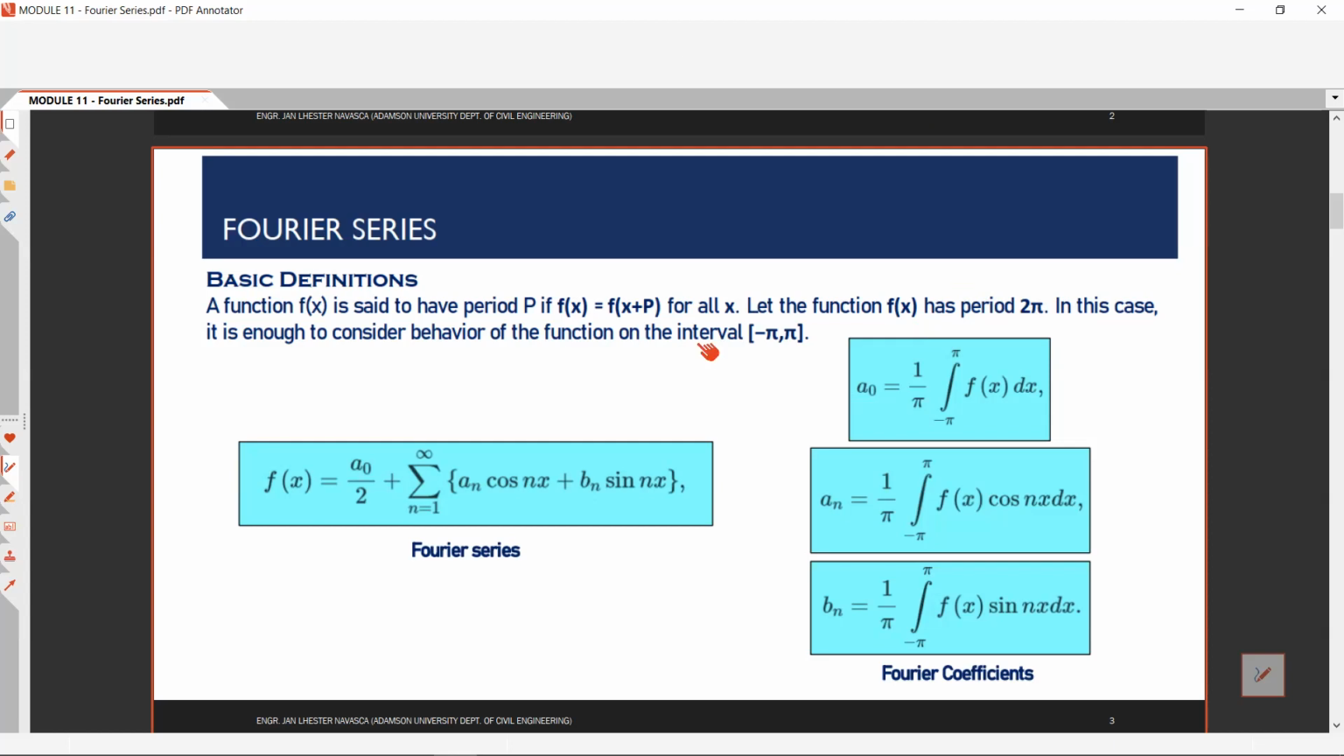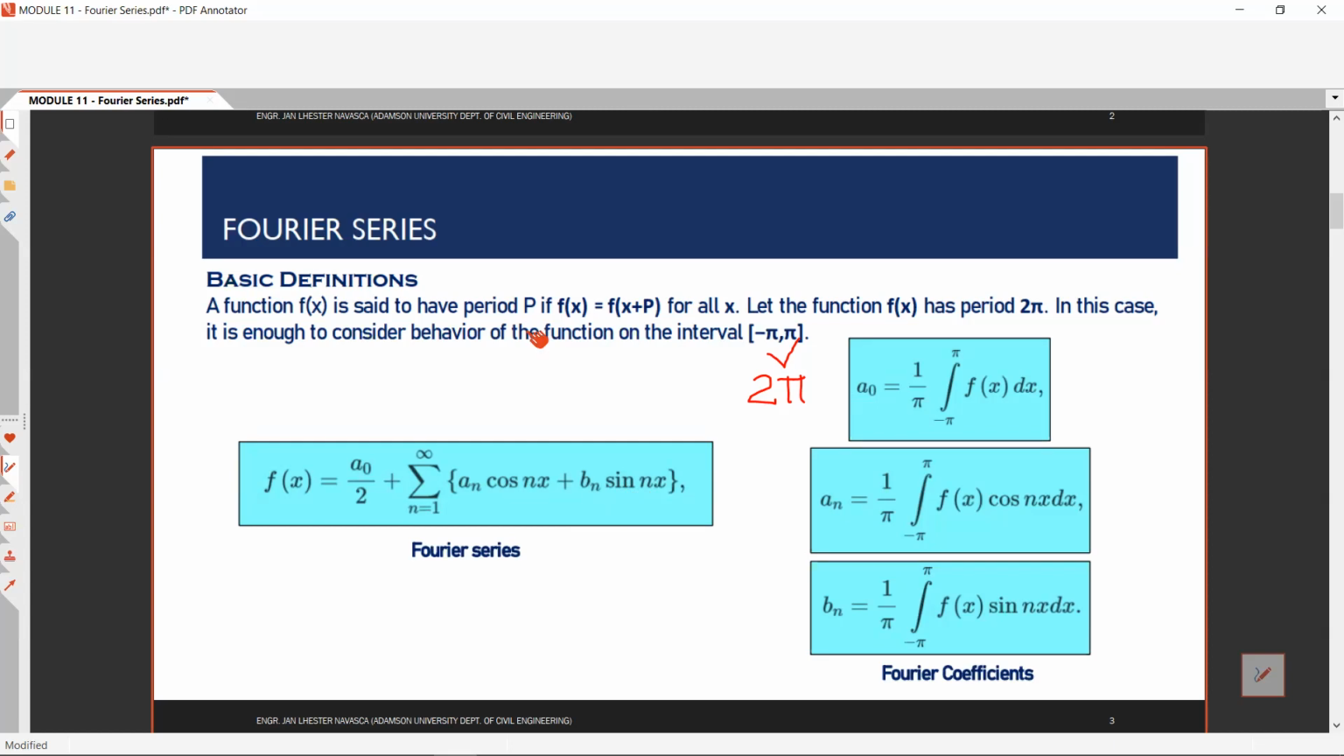In this case, it is enough to consider the behavior of the function on the interval from negative pi to pi, since this has a total length of 2 pi. So for the Fourier series, we have f of x equals a sub 0 over 2 plus the summation from n equals 1 to positive infinity of a sub n cosine nx plus b sub n sine of nx.